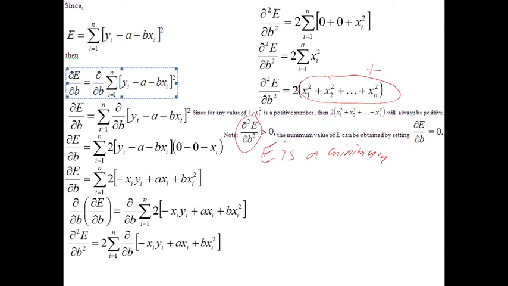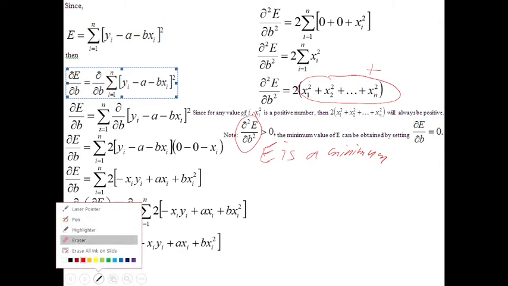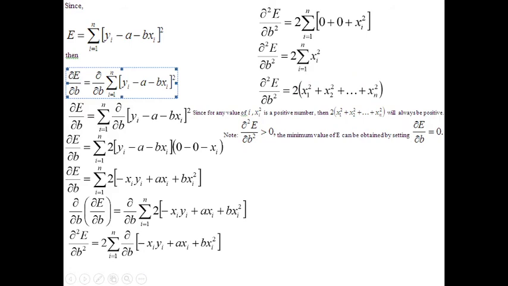This is a lesson in differential calculus. I hope na-aral nyo yun. So, the minimum value of E can be obtained by setting del E over del B equals to 0.